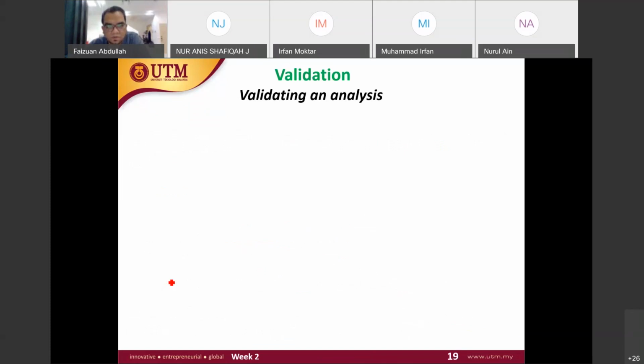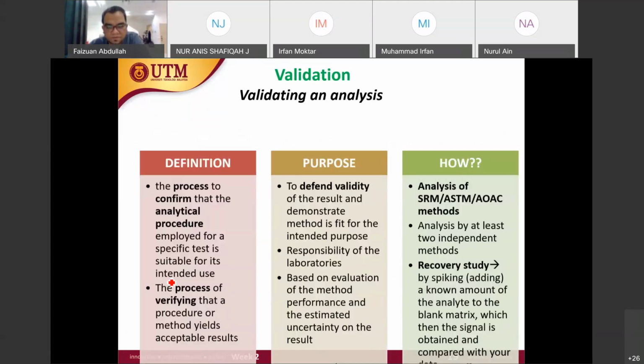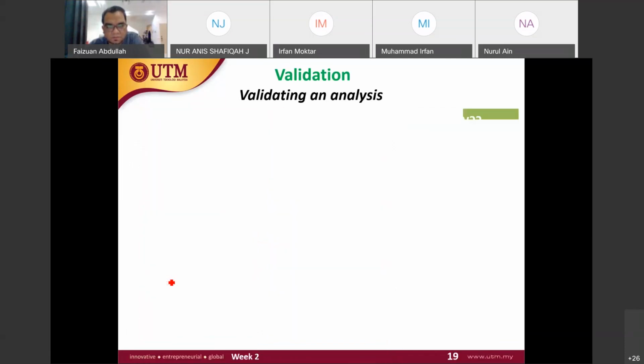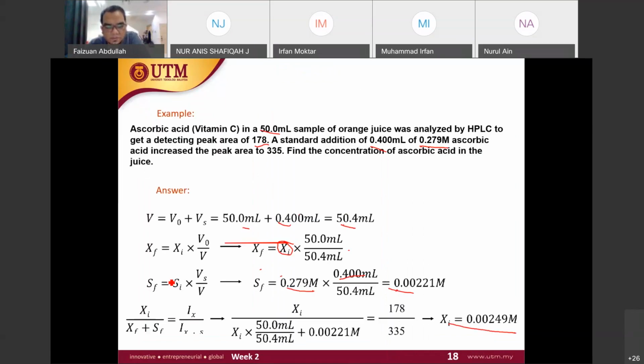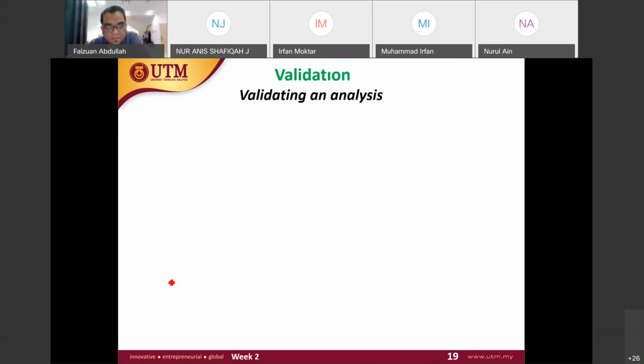Now we're going to learn about the types of calibration. We have three types of calibration: external calibration, internal calibration, and also standard addition. Right, now we move to validation.